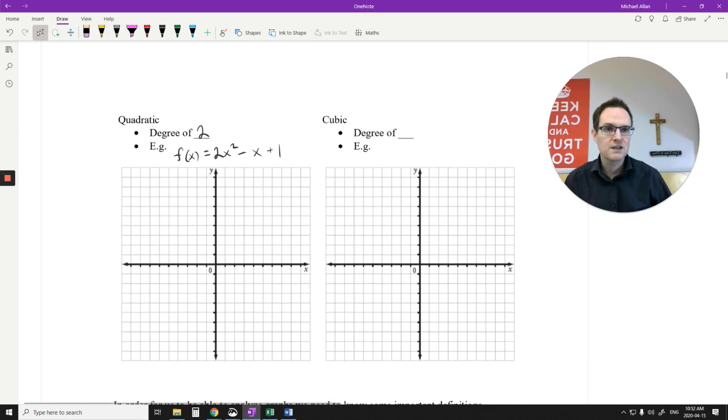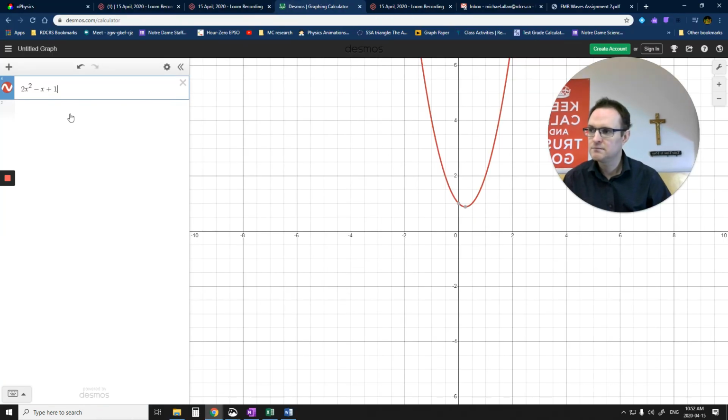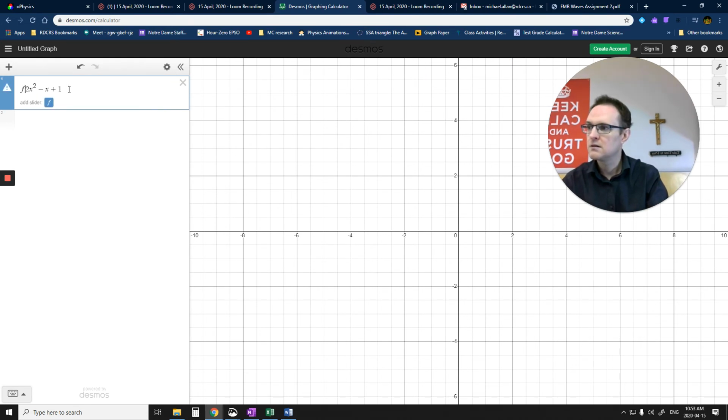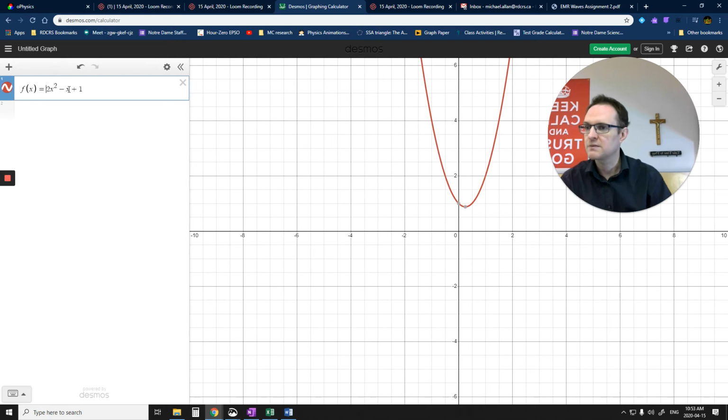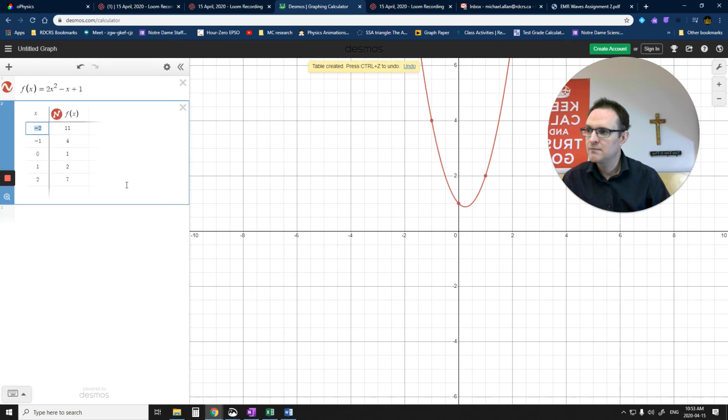What I'm going to do for this one is use my graphing calculator, rather than plotting it myself. I'm just going to look at this graph. Here's my graph. So 2x squared minus 1x, I can call this f of x. Okay, there's my graph. Looking pretty good. I can also look at the table of this graph. Okay, so here's my table. So I got negative 2, 11.